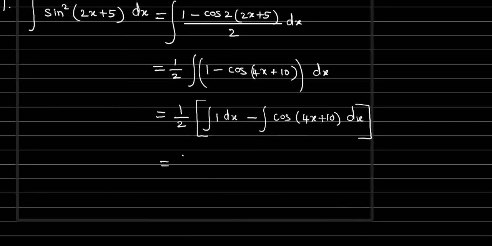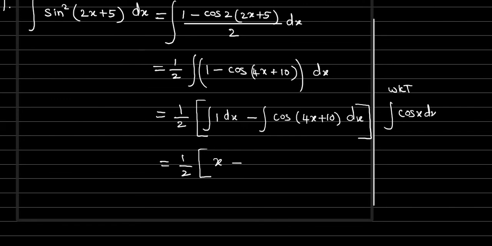x itself. So 1 by 2 x minus, and integral cos x, we have a formula, right? Integral cos x formula is what? Sin x. This is the standard formula. We know that integral cos x dx is sin x plus c. But here we have 4x plus 10. So in place of x, we are going to replace it as 4x plus 10.